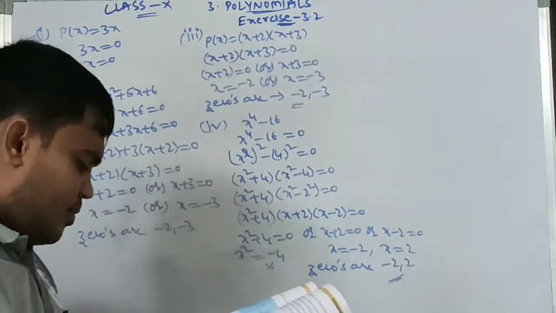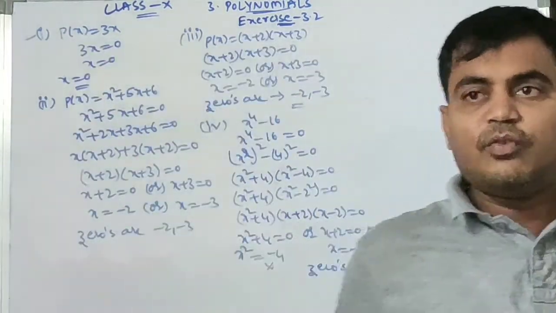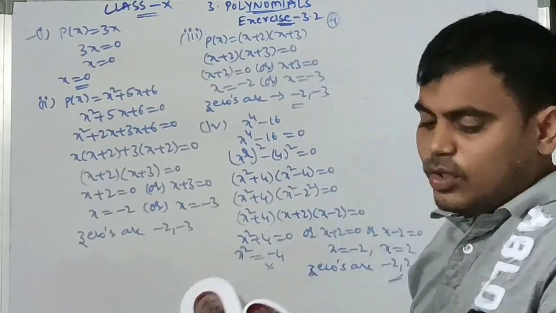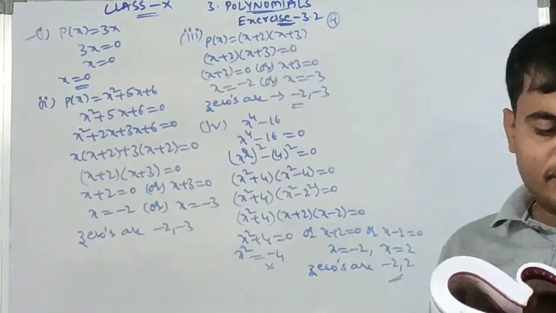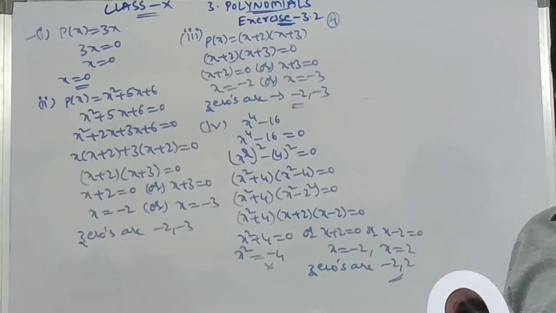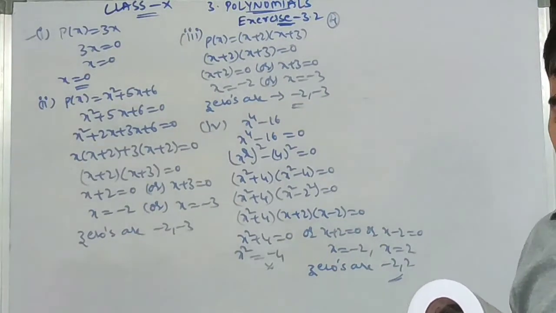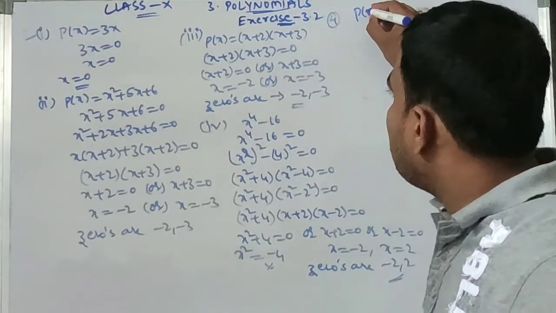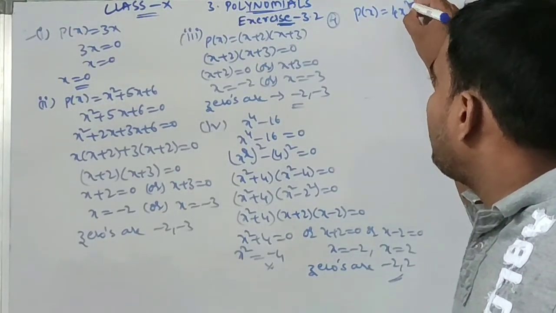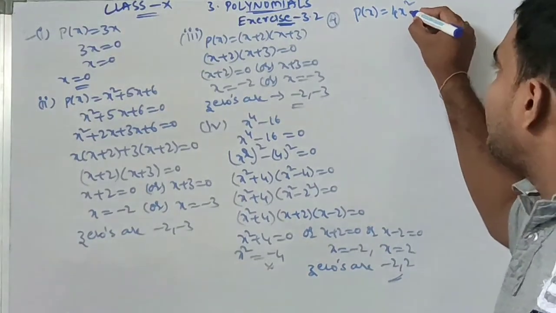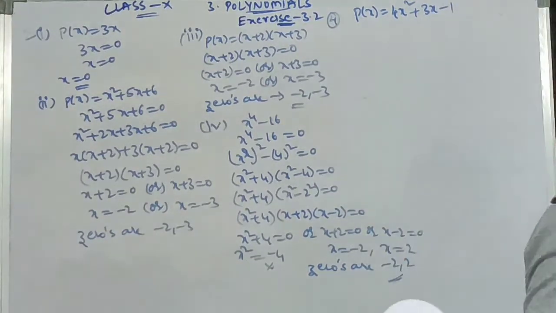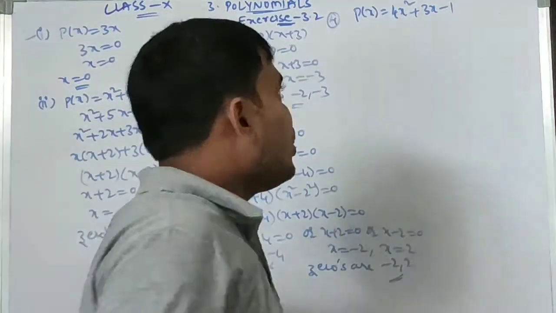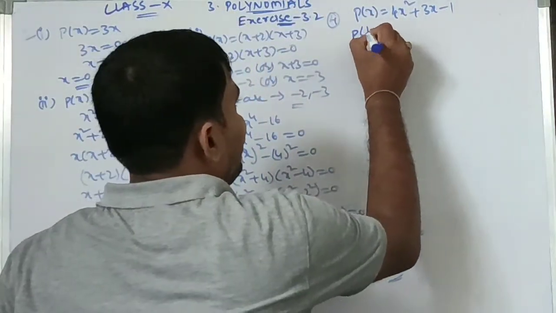Next. Now I am taking question number 4. The fourth question I want to discuss now. Check whether 1, minus 1, 1 by 4 are the zeros of the polynomial P of x equal to 4x square plus 3x minus 1. First I am taking P of x equal to 4x square plus 3x minus 1. I want to check 1, minus 1 and 1 by 4. First I want to substitute 1.